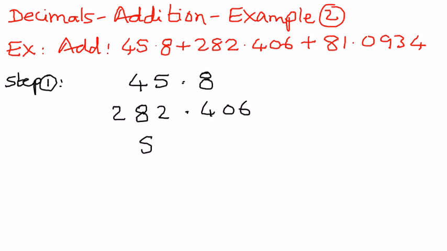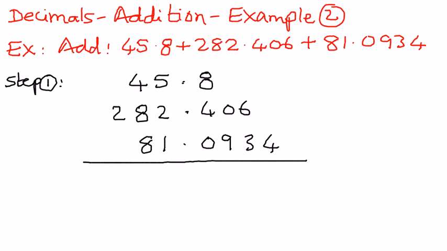And the third number we have is 81.0934. So that is our first step, and as a second step we're going to add these numbers as if we are adding whole numbers. So therefore, to make sure we are adding the right numbers in the right columns, I'm going to fill up the gaps with zeros. So 45.8 or 045.8000 means exactly the same thing.